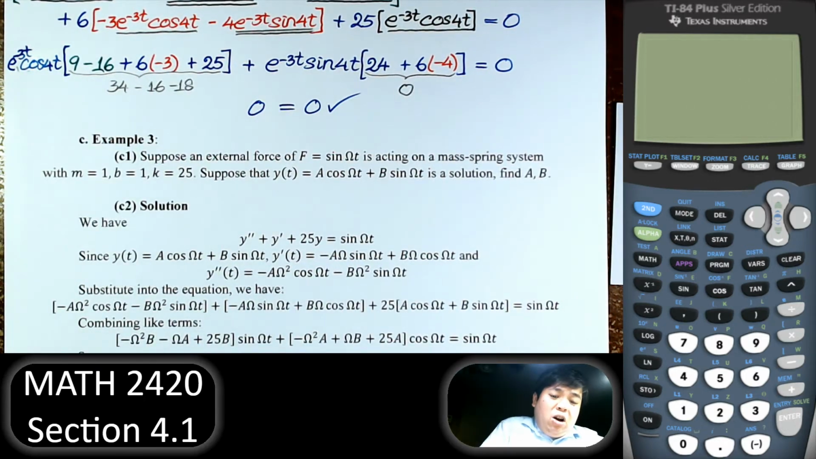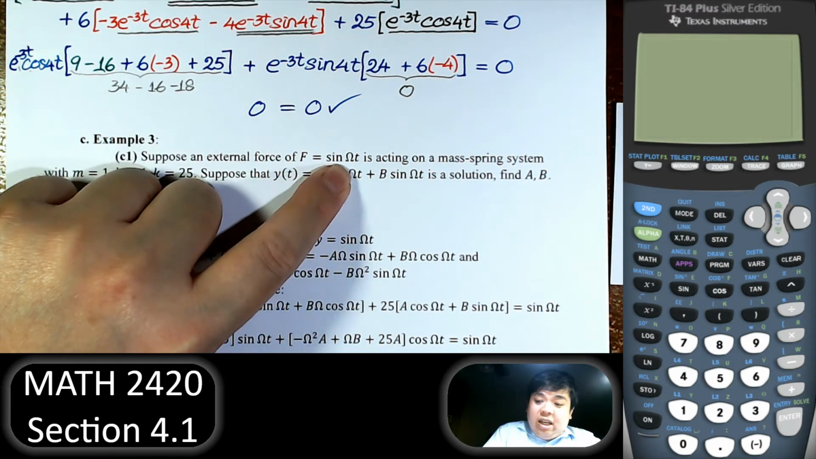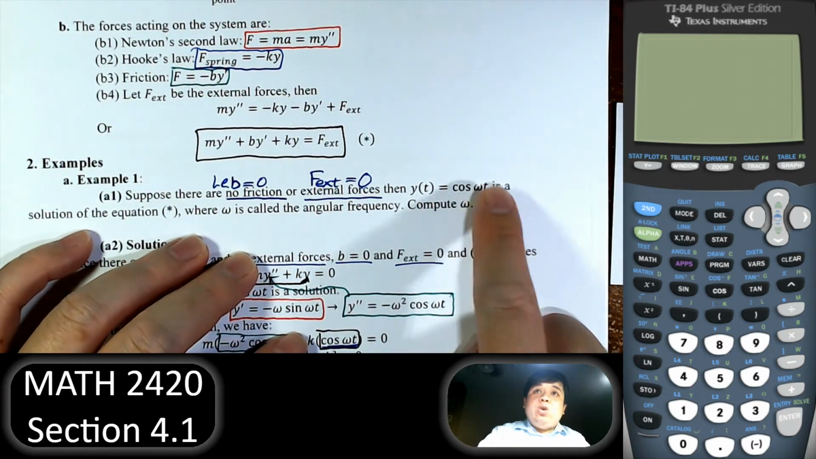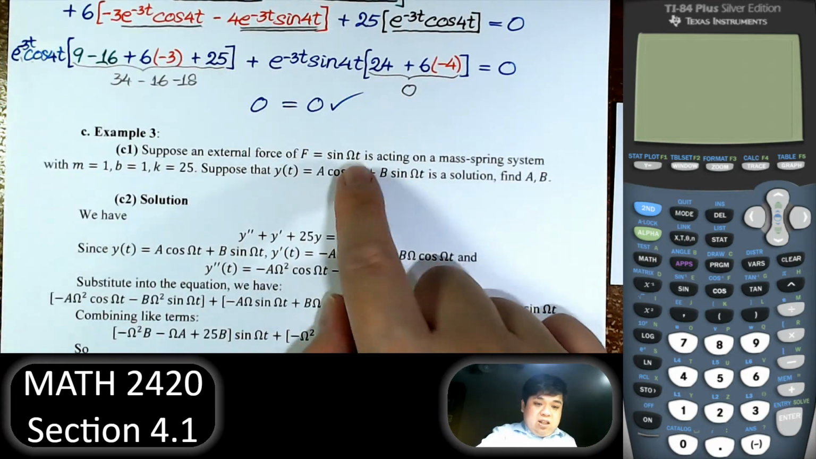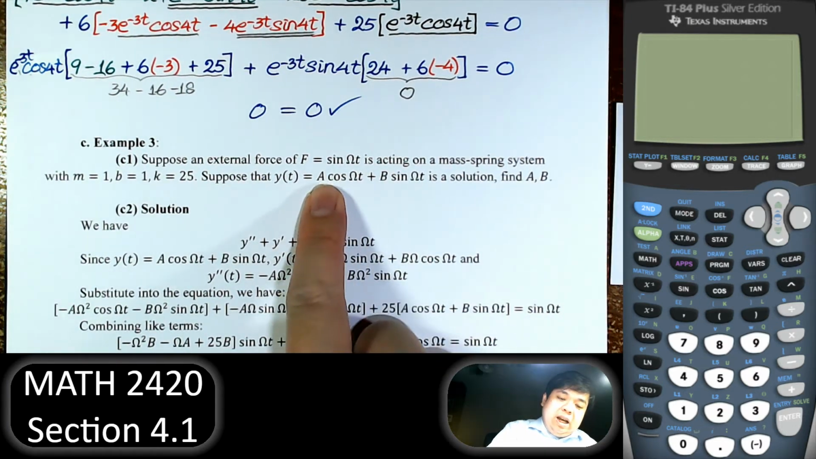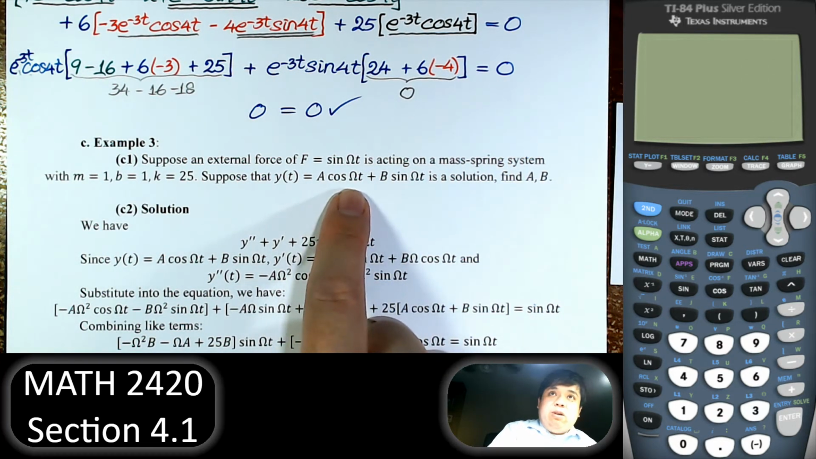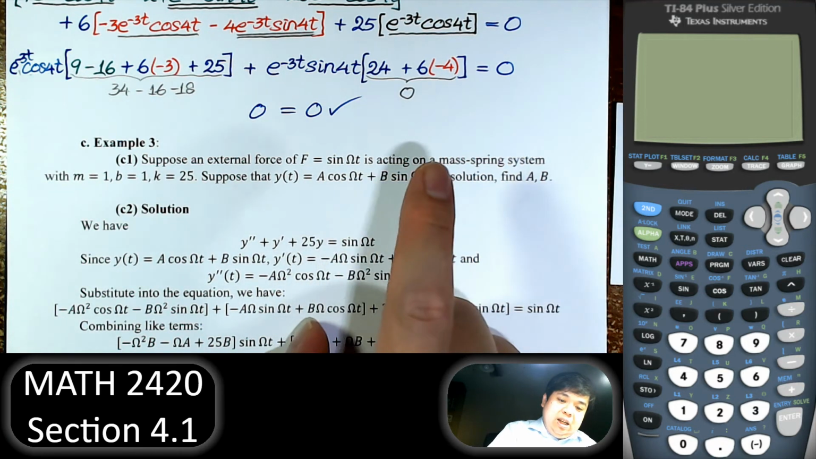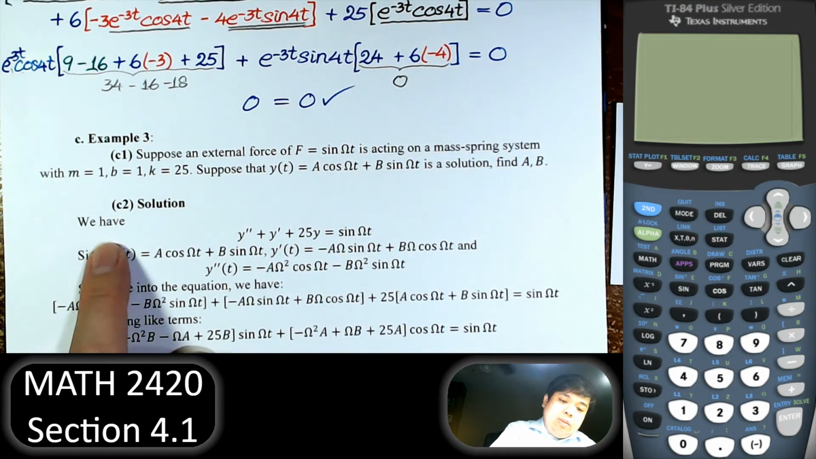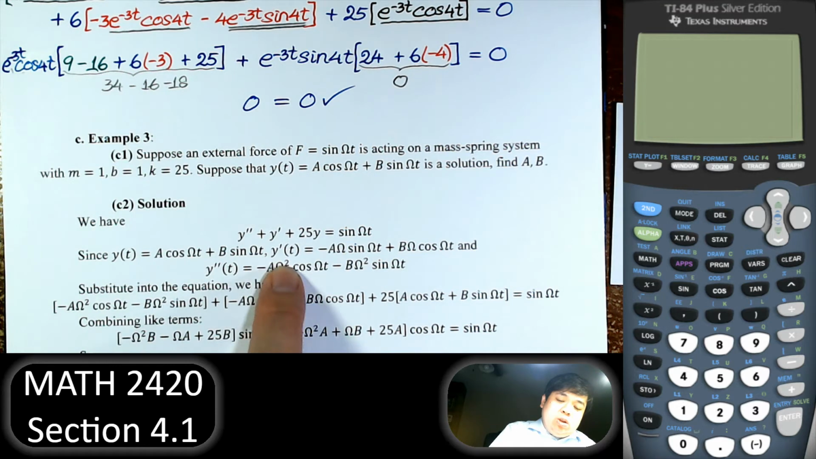Right, let's look at another example. Suppose that an external force is F equal to sine of omega t. So this is omega, and this is also omega. This is the lowercase omega, this is the capital omega. Suppose the solution is y equal to A cosine omega t plus B sine omega t. So suppose that is the solution. So we have the function, we take the derivative, and we take the second derivative. Substitute into the equation and then combine like terms.